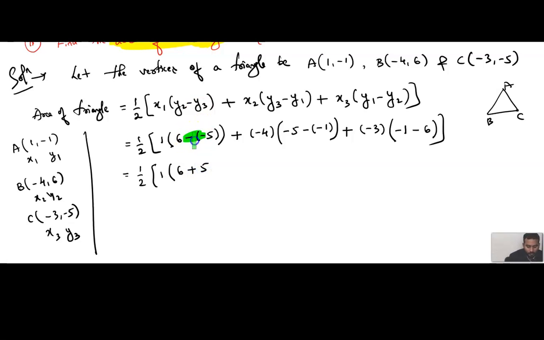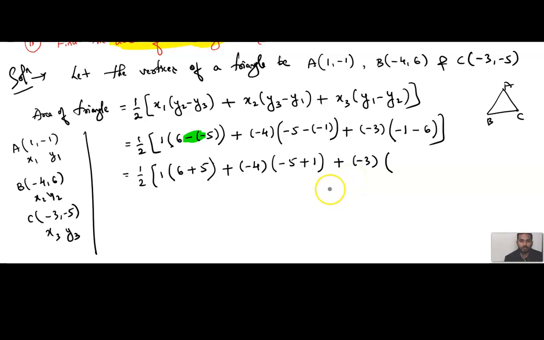Now we can see here minus into minus becomes plus 5. Then plus, let it be as it is. Now this minus 4 also let it be as it is. First let me simplify the inside terms. That is minus 5. Again minus into minus, plus 1. Then plus as it is, even minus 3 as it is, minus 1, minus 6.